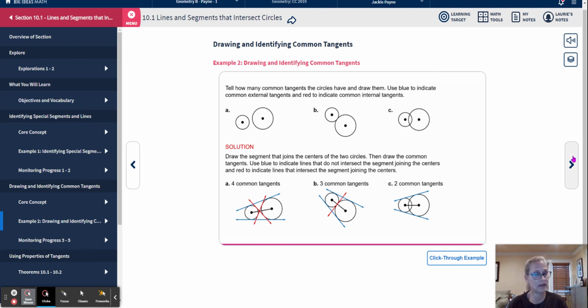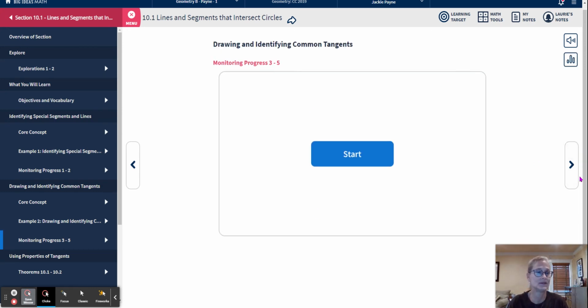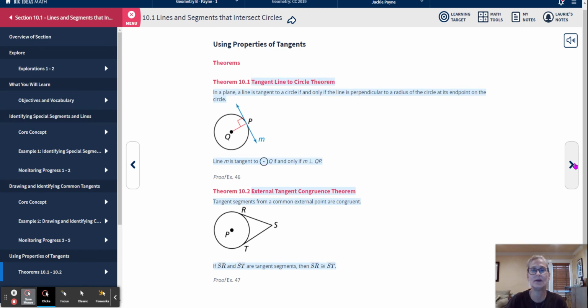Hopefully, and if you don't get that, stop, rewind, watch again. Again, more examples in class together, and here are the theorems that I mentioned. So the first one is a tangent line to a circle theorem. In a plane, a line is tangent to a circle if and only if, remember that's bidirectional, it goes both ways, if the line is perpendicular to a radius of the circle at its endpoint on the circle.